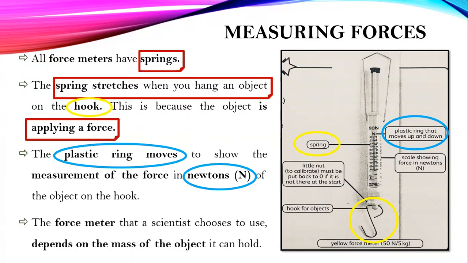The force meter that the scientist chooses to use depends on the mass of the object it can hold. It's very important. That's why we have in the previous slide many types of force meters, because the force meter that scientists decide to use depends on the mass of the object it can hold. Mass is the amount of material in an object. I can't use a force meter which is made to hold only 5 grams and place on its hook an object of 50 kilograms. It will not work. So every force meter should be chosen depending on the mass of the object it can hold, how much mass it can hold on its hook.